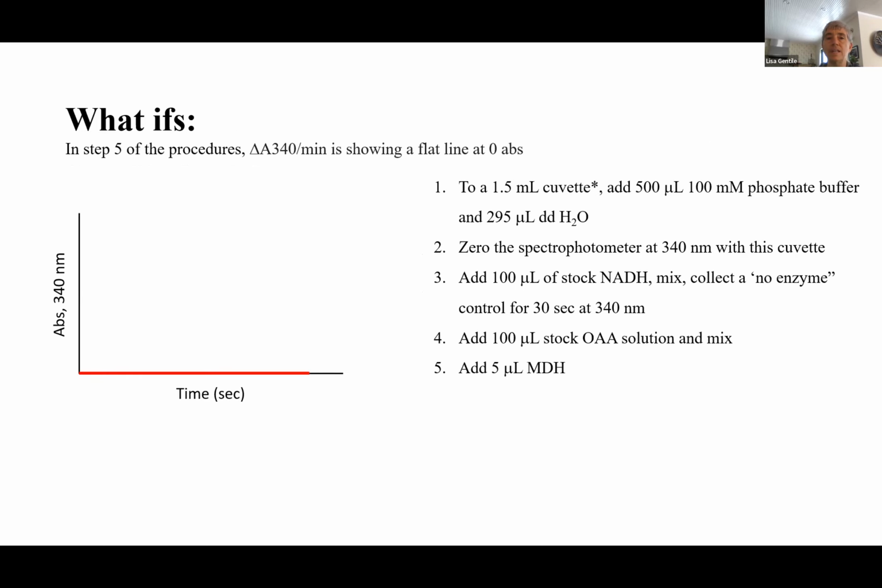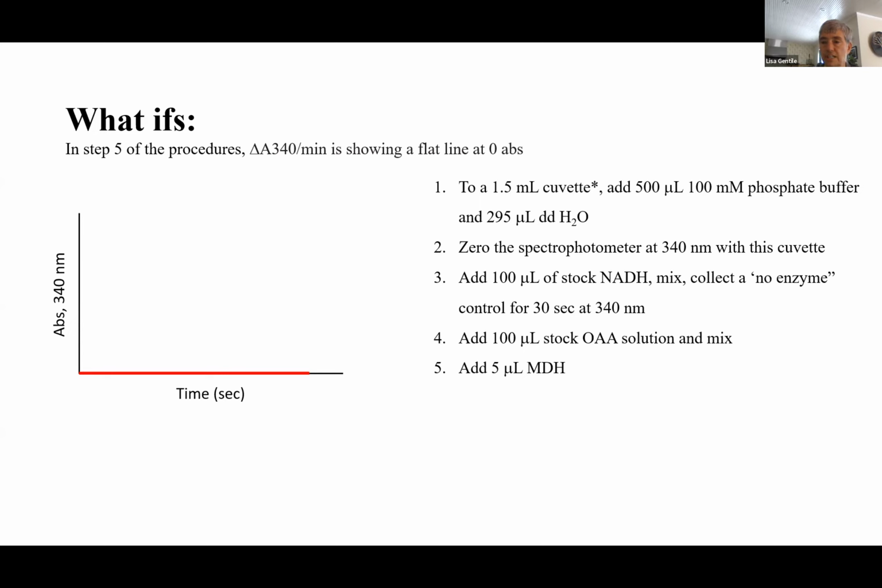Okay, so you're ready to look at your enzyme activity at this point. So in addition to that NADH, you now add your oxaloacetate stock solution, you add 5 microliters of your MDH. If you get a spectrum that's on the left, I've commonly seen this, and the students' first instinct at this point is that the enzyme is dead.